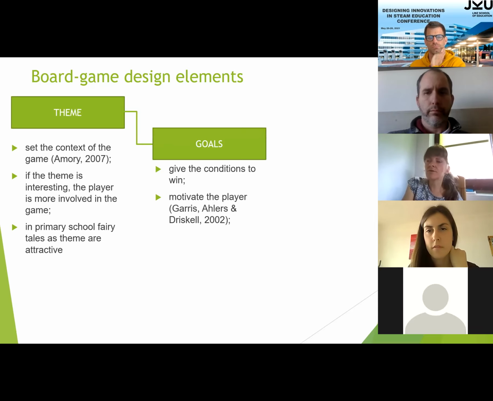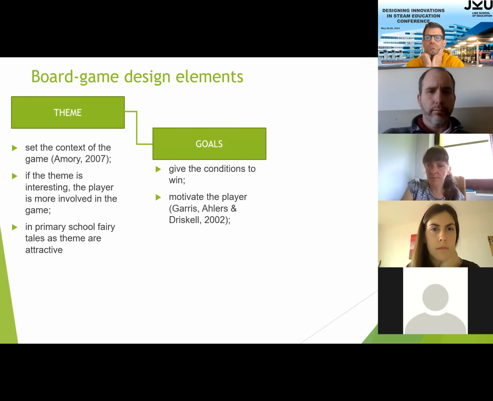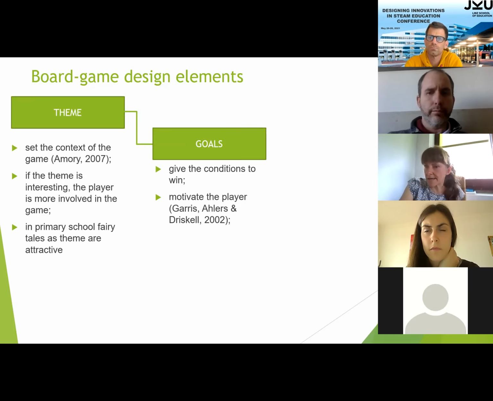I don't consider it a very nice goal to earn just some points. It's better to earn something which is connected to the theme of the game. And the goals give the conditions to win and motivate the player to finish the game.